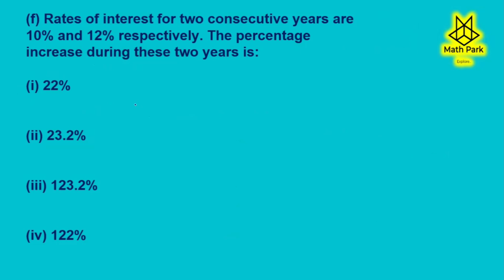The last MCQ of 2A: rate of interest for 2 consecutive years are 10% and 12%. The percentage increase during these 2 years is.